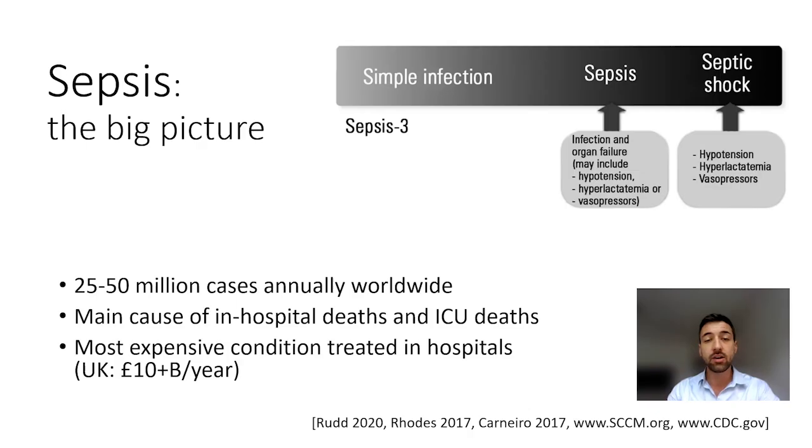Sepsis is a global healthcare burden. It affects up to 50 million cases of patients in the world every year. We know it's the main cause of mortality in the hospital, the main cause of mortality in the intensive care unit. And it's also been reported to be the most expensive condition treated in hospitals.